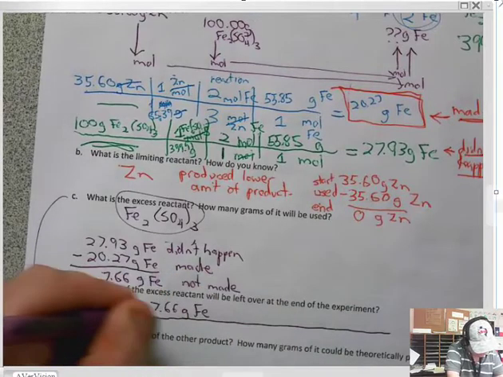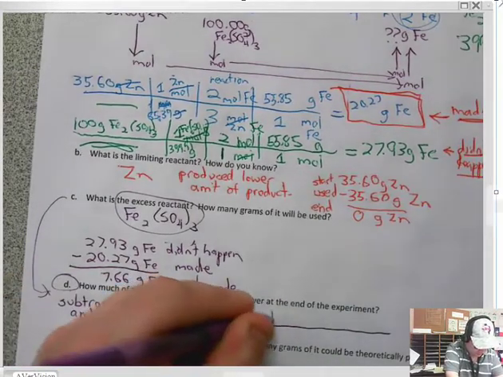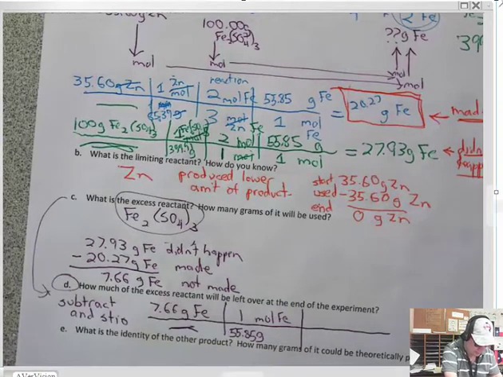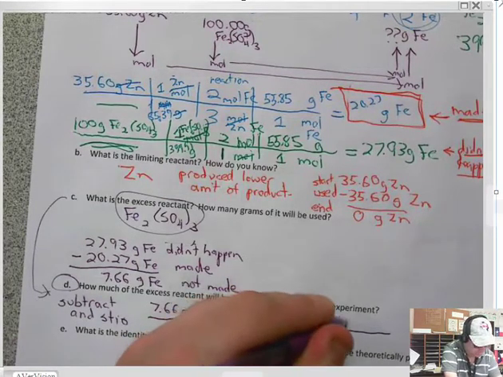Okay. Grams on the top, grams on the bottom. What am I going to convert to? Moles of iron. 55.85 grams, 1 mole of iron. Okay. Moles on the top, moles on the bottom. What are we going to convert to? Moles.